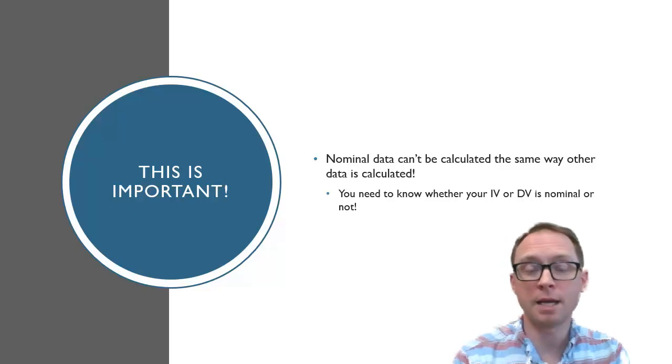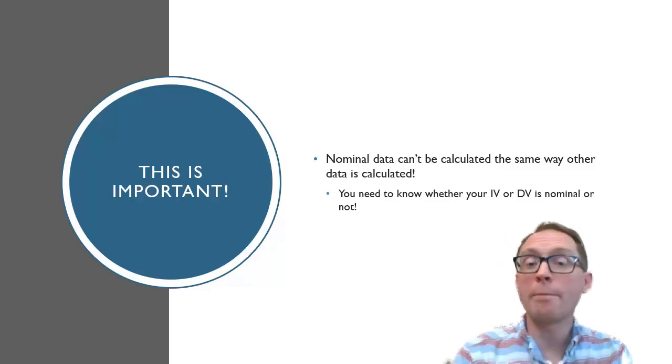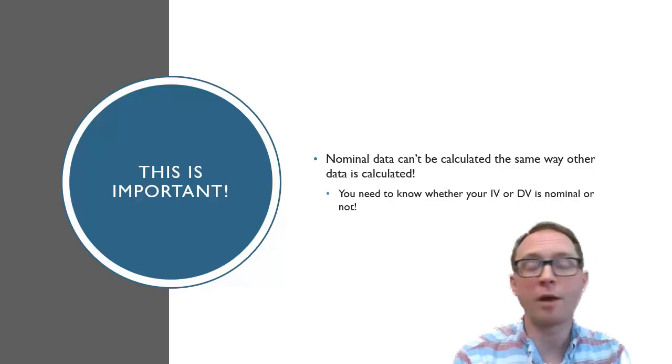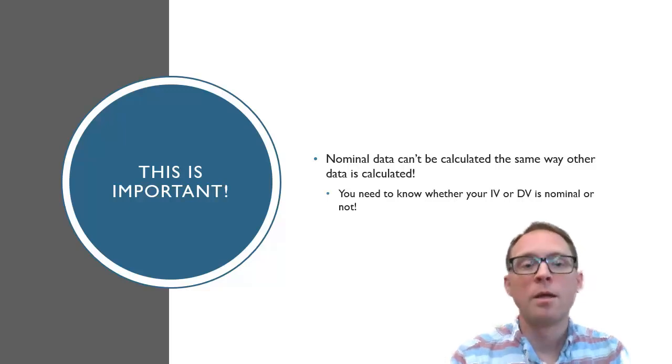For you, when we're looking at a hypothesis, you need to know whether your independent variable, that's the IV, or the dependent variable, that's the DV, is nominal or not. You need to know what each variable is, whether it's going to give you nominal, ordinal, interval, or ratio data. And specifically, you need to know whether or not it's nominal because you can't run the same statistics on nominal data. And if you try to, you will get garbage. This is really important. Know your kinds of data.